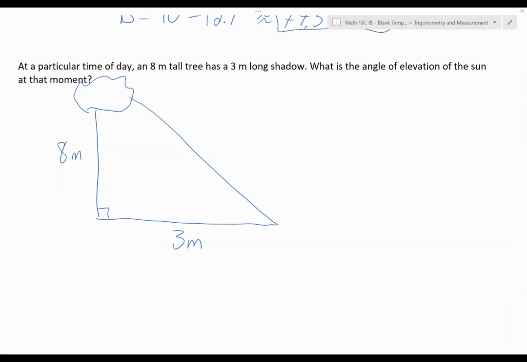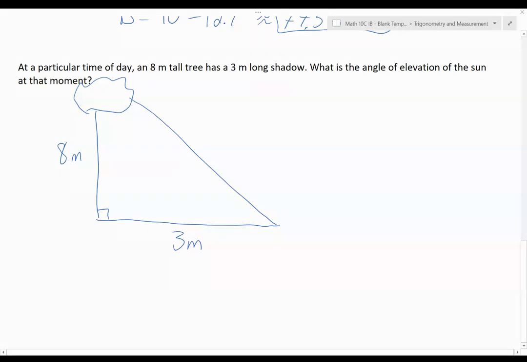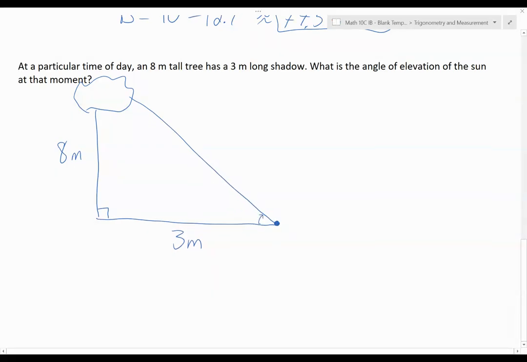What that means is if you were on the ground here and looking up at the sun, what would be the angle you would have to raise your eyes, assuming your eyes are right on the ground? What would be the angle you have to look up in order to look at the sun? So what we're looking for is this angle right here, which I'm going to call theta. So I'm looking to know theta.